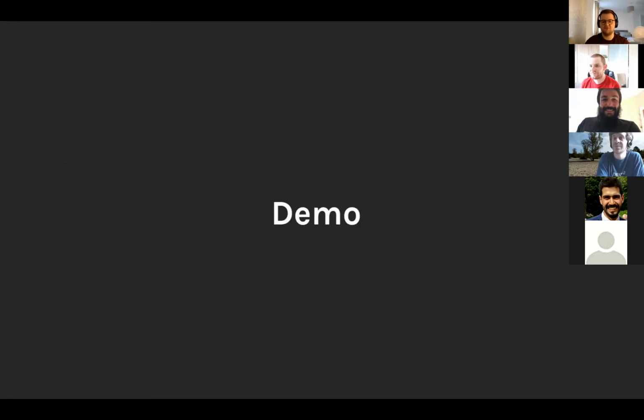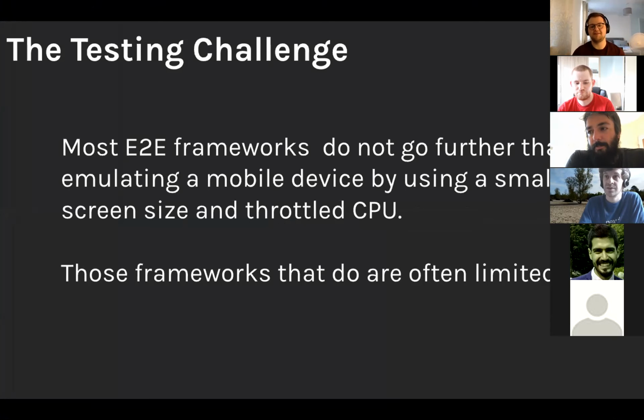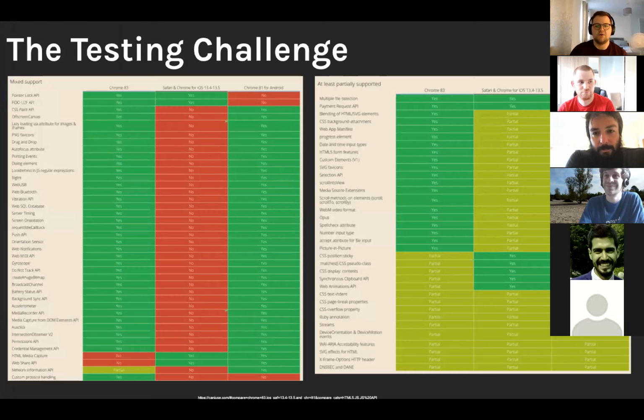But what's the testing challenge here? Well, most end-to-end frameworks do not go further than emulating a mobile device by using a small screen size and a throttled CPU. And the frameworks that do have support for mobile testing are often limited in what they can do. And it might be the case that, if you're just building a responsive app, why does it matter? Why do you need to go further than emulating a small screen size? Well, the reason I think it's worth going further than that is for this reason.